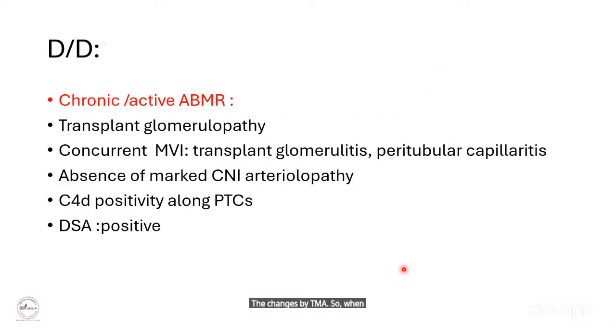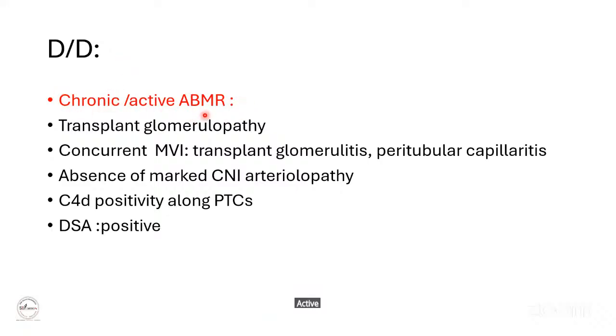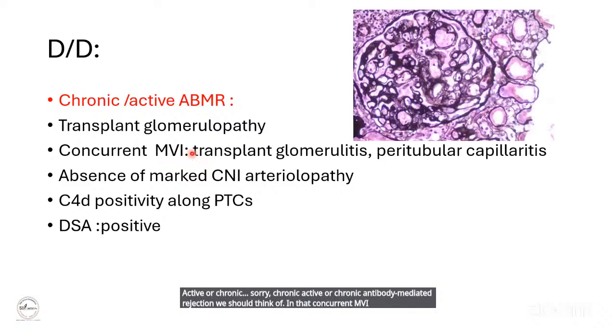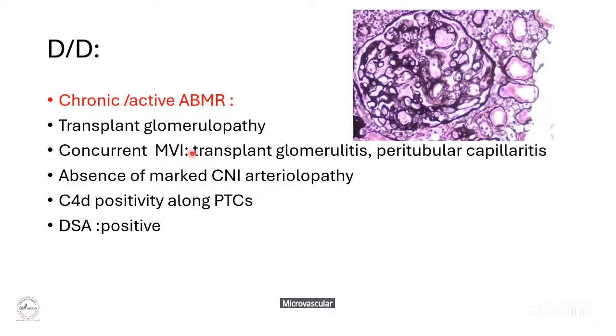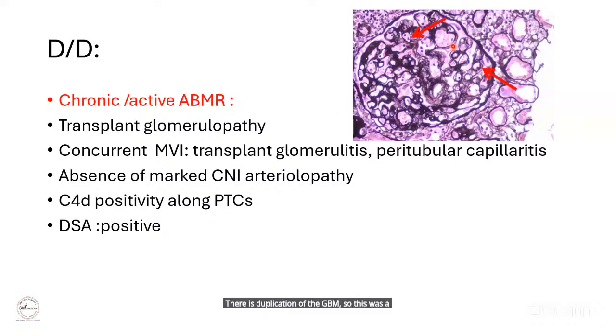So when we see transplant glomerulopathy, what other DDs we should think of? So there is chronic active or chronic antibody mediated rejection we should think of. In that, concurrent MVI, that is microvascular inflammation, will be there, that is glomerulitis and peritubular capillaritis. So the glomerulitis is seen in this. The glomerular capillary lumina are not patent. They are infiltrated by these mononuclear cells. There is duplication of the GBM. So this was a case of chronic active ABMR.